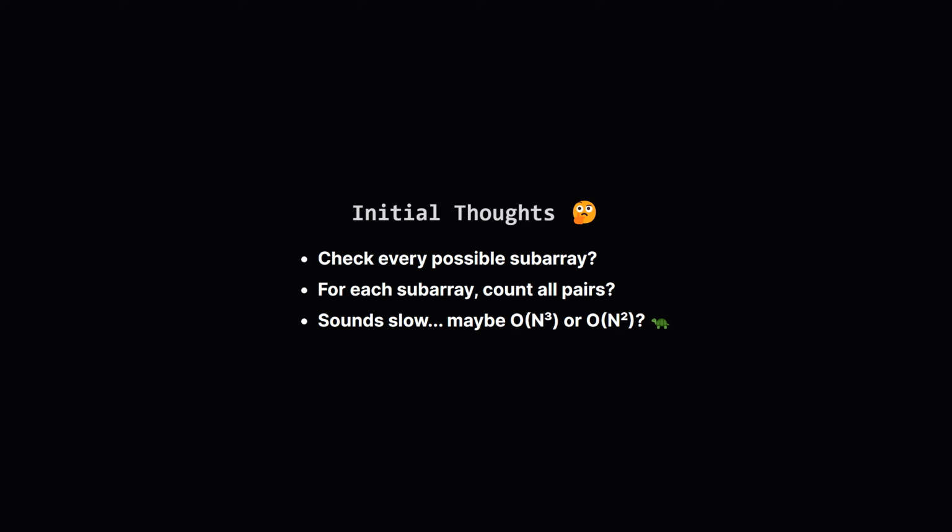So the first idea might be, let's just look at every single possible subarray. For each one, we could count how many pairs of identical numbers it contains. If the count is k or more, we increment our answer. But how many subarrays are there? About n squared, where n is the length of the list. And counting pairs inside each could take time too, maybe up to n squared again in the worst case. That sounds like it might be too slow if n is large, maybe something like order n cubed, or order n squared complexity. We probably need a more clever approach.